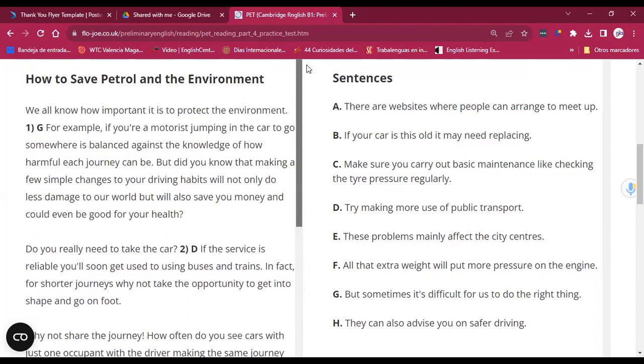Let's get here, first paragraph. We all know how important it is to protect the environment. If you're jumping in the car to go somewhere, it's easy to forget the knowledge of how harmful each journey can be. But did you know that making a few simple changes to your driving habits will not only do less damage to the environment, but also will save you money and could even be good for your health? Vocabulary here? No problem.